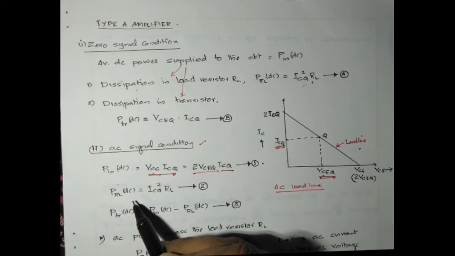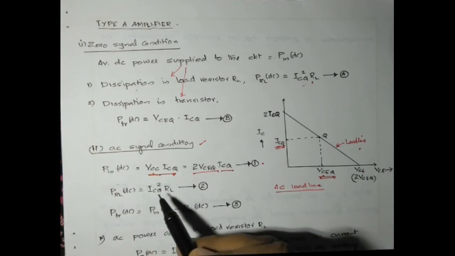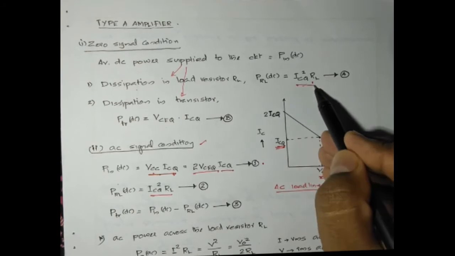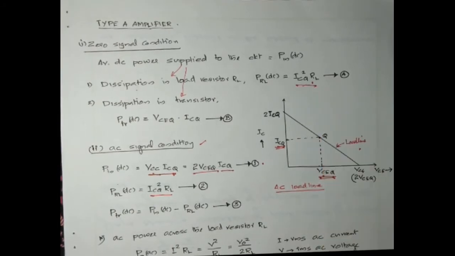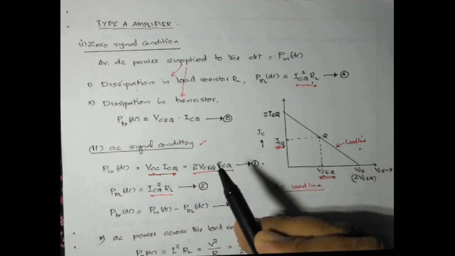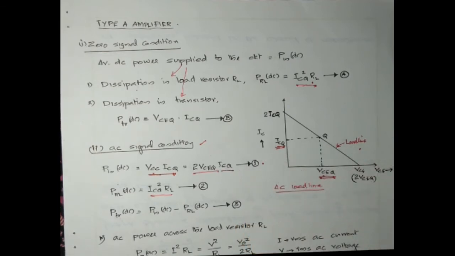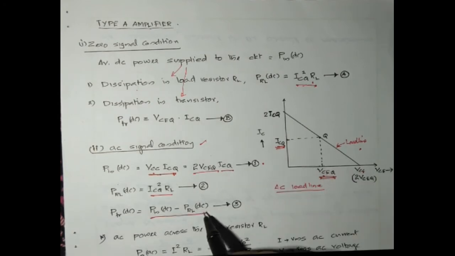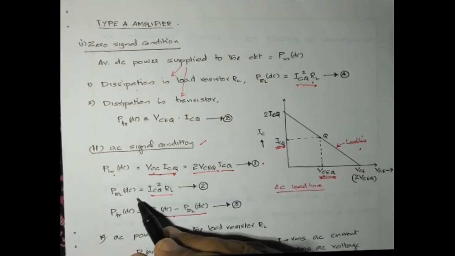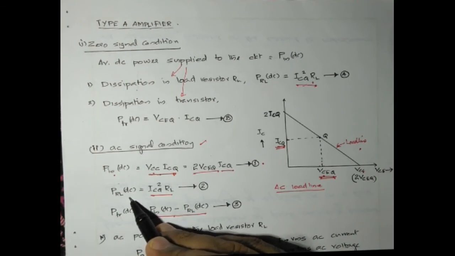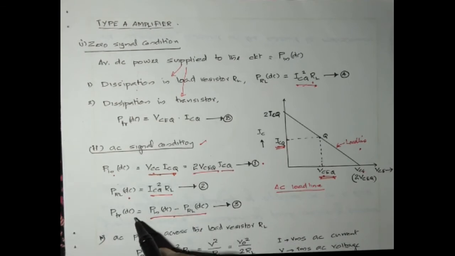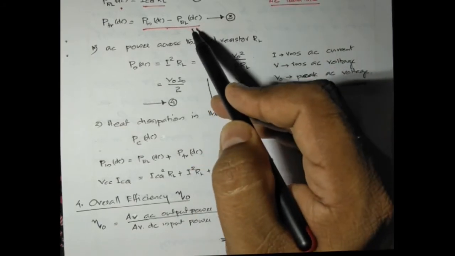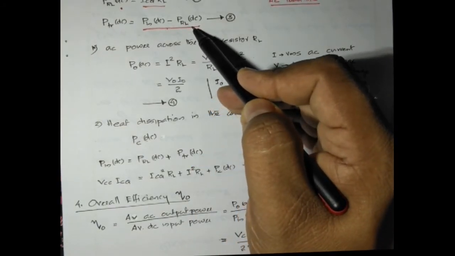The power consumed by the load resistor is ICQ square RL. We have already written that as equation 1. Then what remains is the power which is dissipated in the transistor. Clearly, the power dissipated across the transistor will be the difference between the supplied power P in DC and the power which is dissipated across the load resistor PRL DC. So P transistor DC is P in DC minus PRL DC. That is equation 3. The power consumed by this load resistor is dissipated as heat.